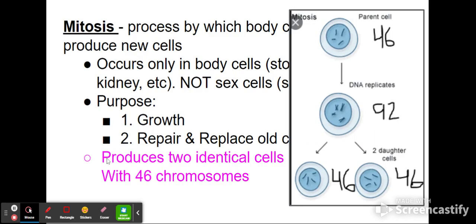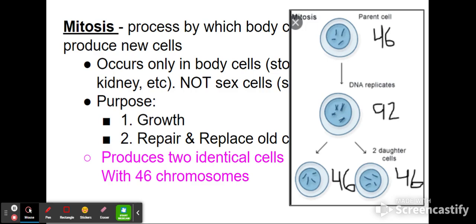So one of the things I want you to write is that it makes two identical cells. Okay? The cells it makes are identical to each other. They're also identical to the parent cell. And I'm saying 46 chromosomes, that's in humans. Okay. If it's a different organism, it's going to have a different number. So if I start with 23 chromosomes, we're going to end up with 23 in each cell here.